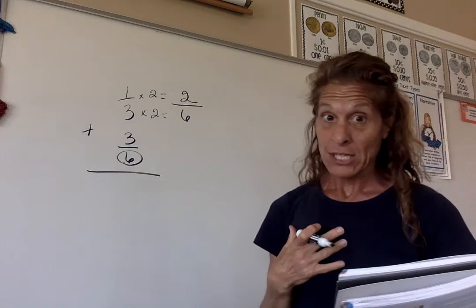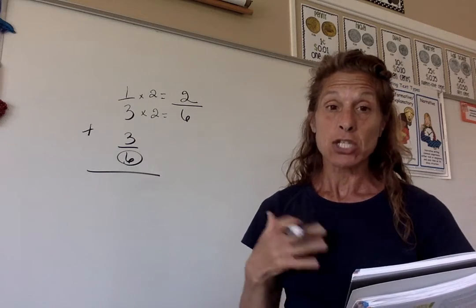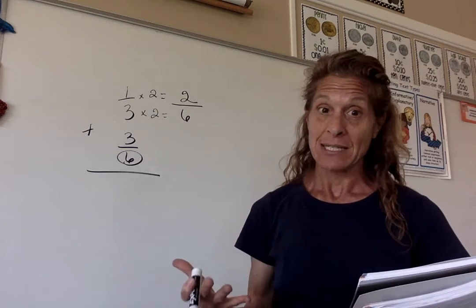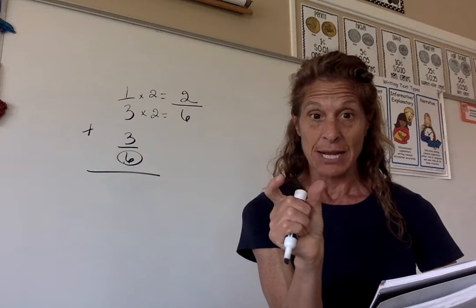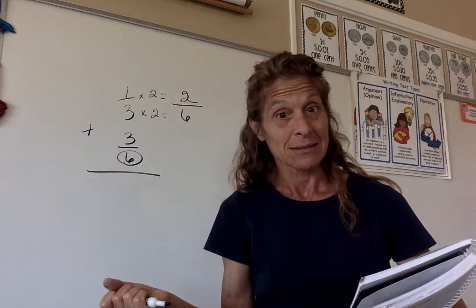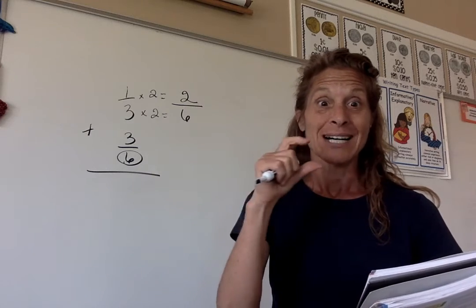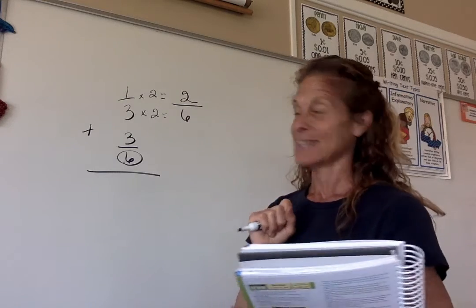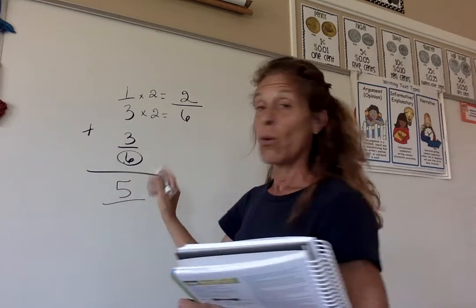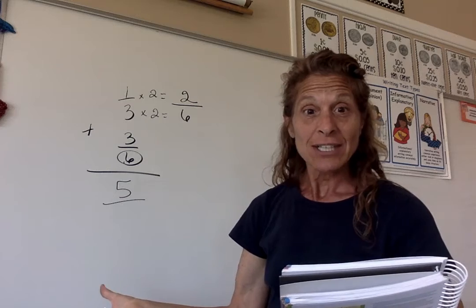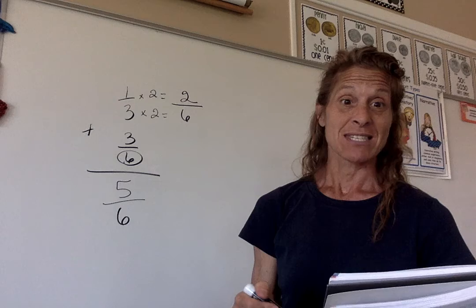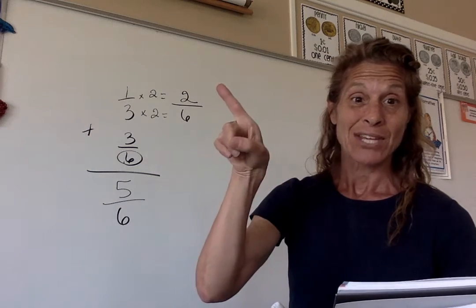So my new fraction up top is 2/6. And I can now add it to 3/6. Why? Because they have the same denominator. I couldn't before because they were different. It's called unlike. Now they are alike. So let's add. 2 plus 3 is 5. What's my common denominator? 6. And that's my answer. 5/6. Easy peasy. Done.